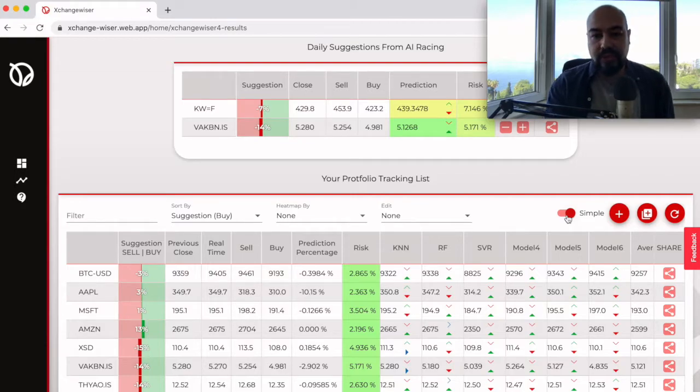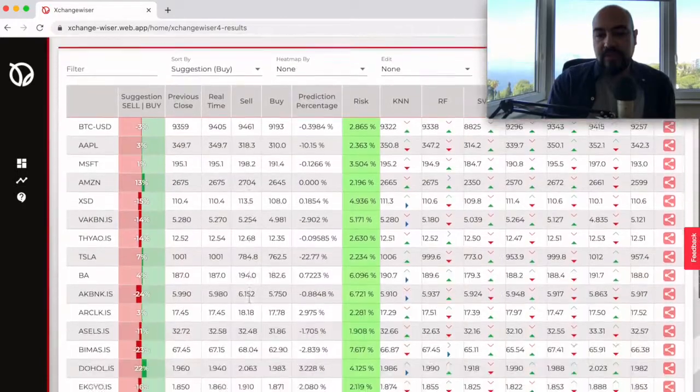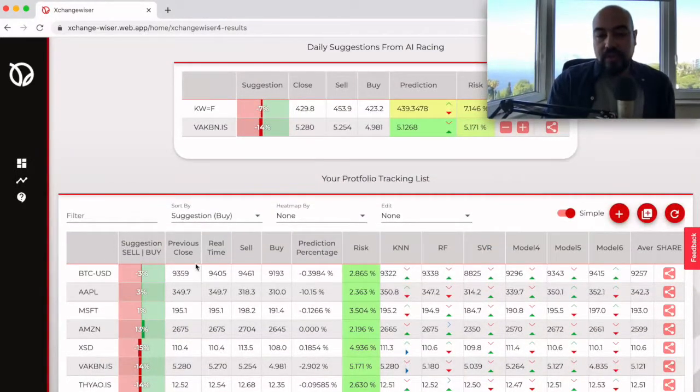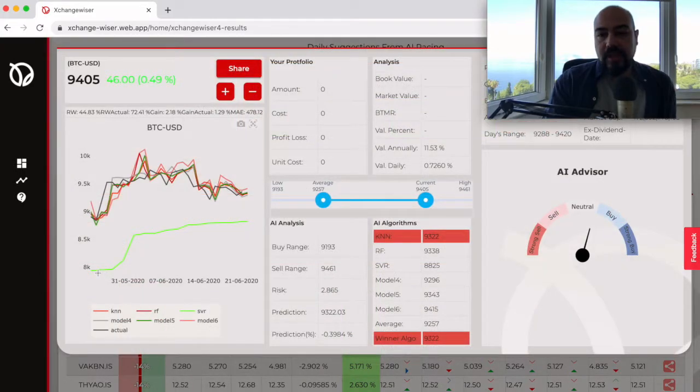in here, you can switch to the advanced mode, and then you can see the advanced details of each of these investment tools in here. Again, there are previous close, real-time value, and the sell and buy limits in here. You can also see these details by clicking on the name of the investment tool.